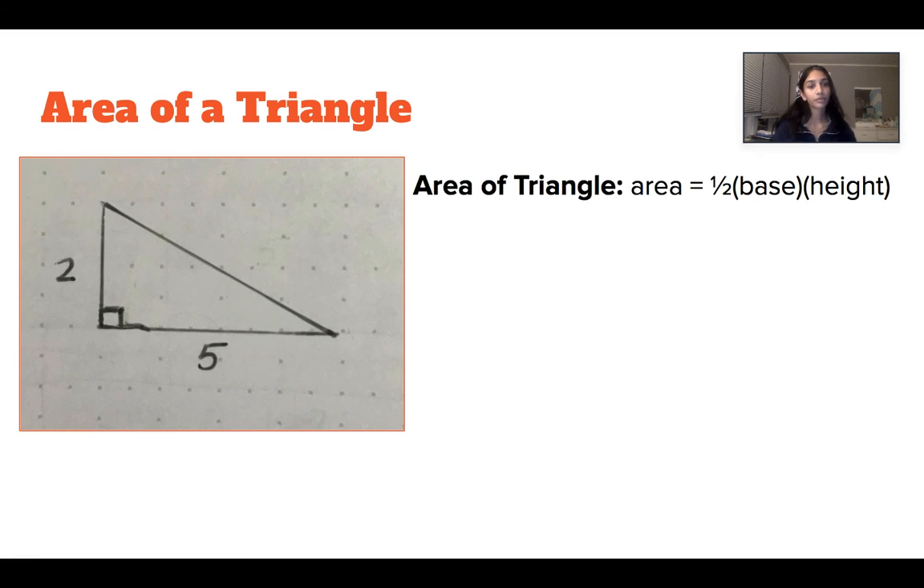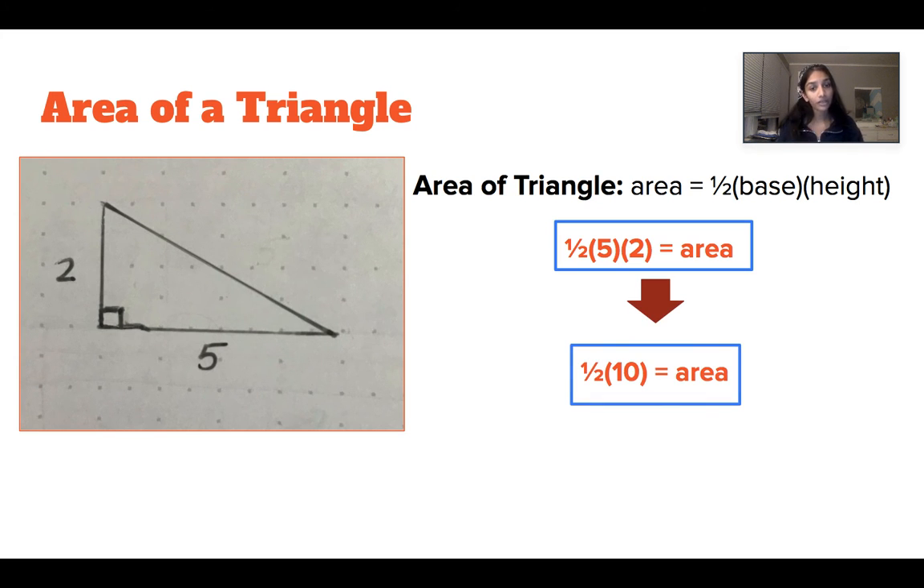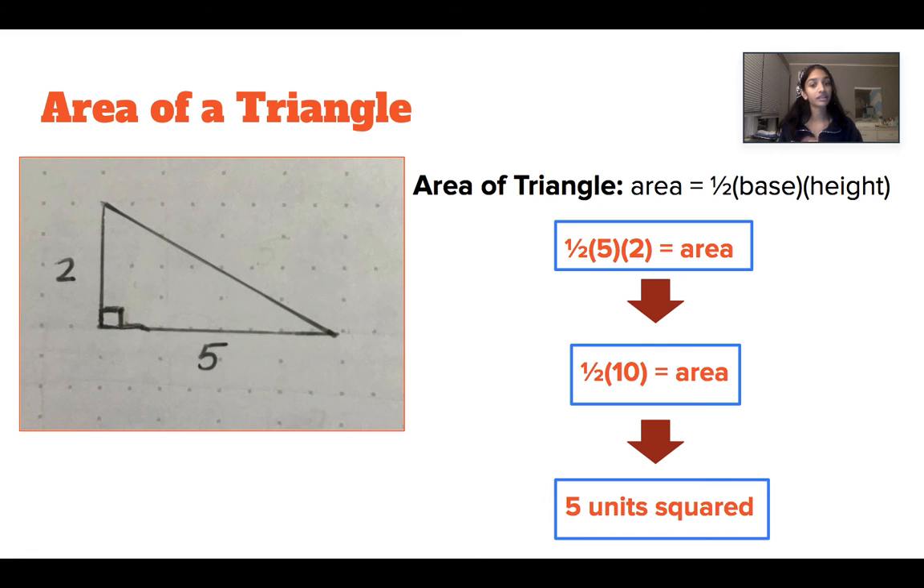Here's the formula. Area is equal to 1/2 base times height. This is because, like we said before, this triangle is 1/2 of a rectangle. When we plug in the values, we have 1/2 times 5 times 2 is equal to the area. When we solve for area, we find that 1/2 times 10 is equal to the area of this triangle. That means that this triangle's area is 5 square units.